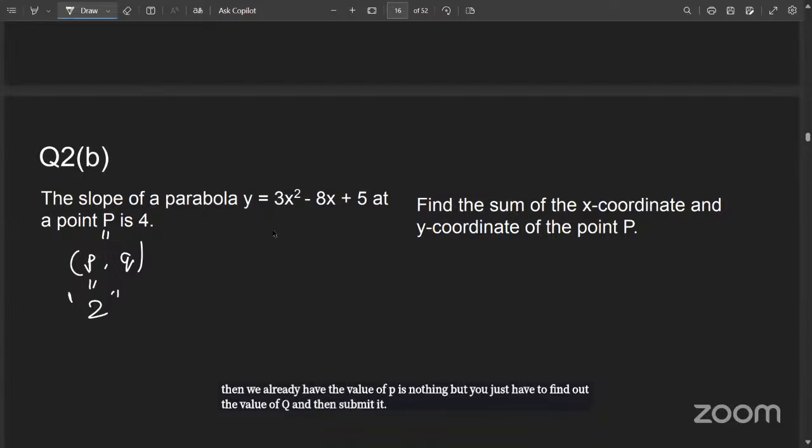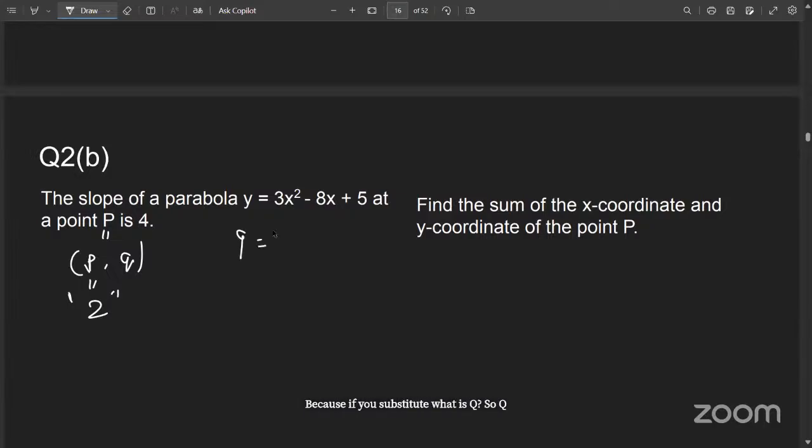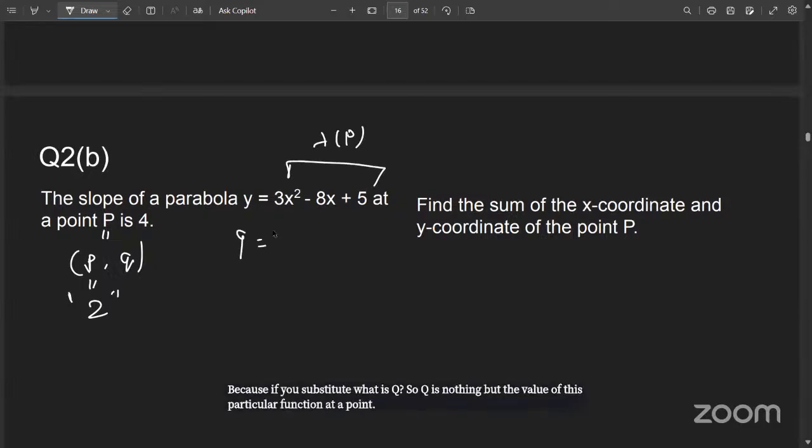Again, it's just one line. It's (2, 1). The value of q is 1. Because if you substitute, what is q? Q is nothing but the value of this particular function at the point, because then only it will become the point (p, q).